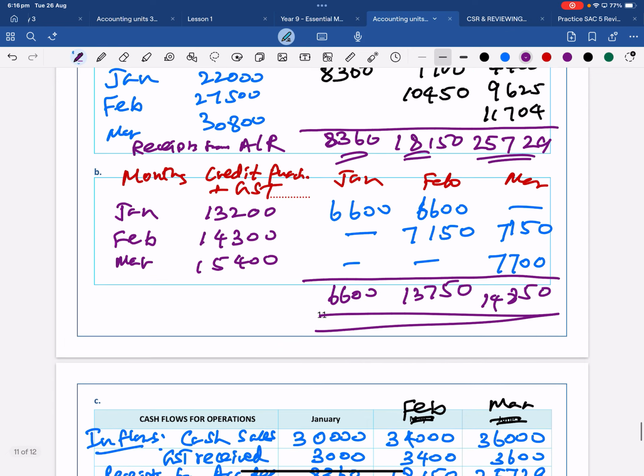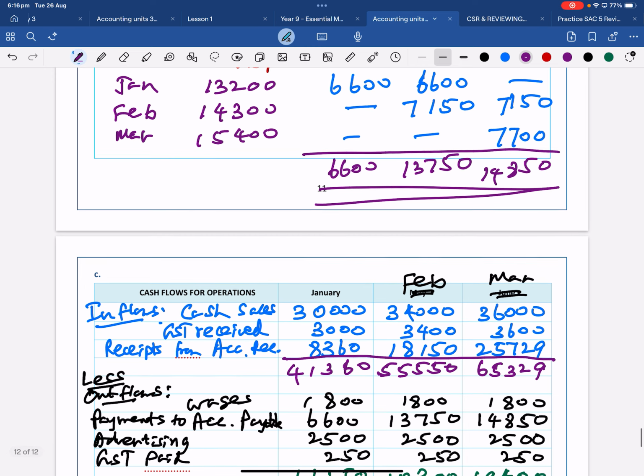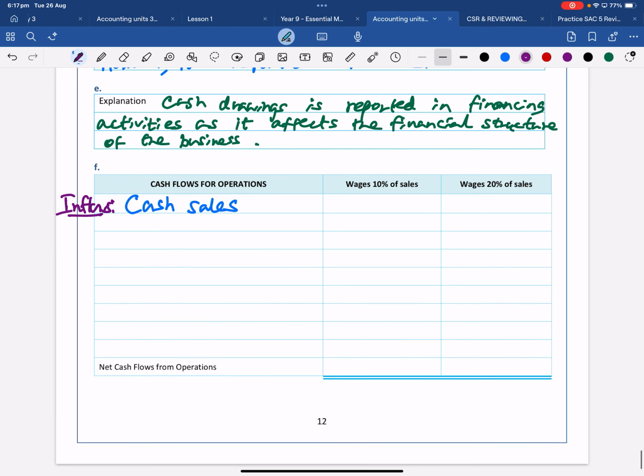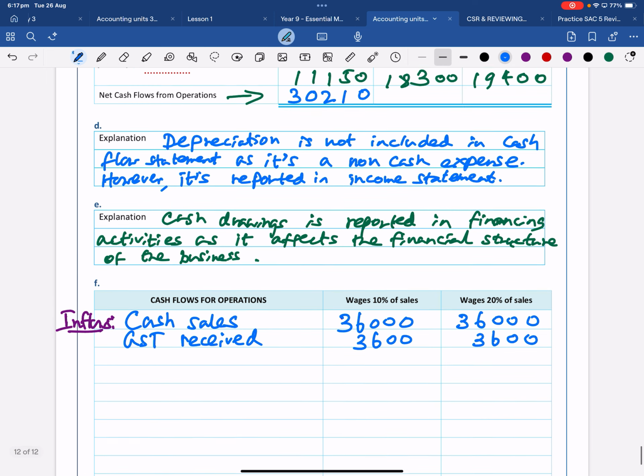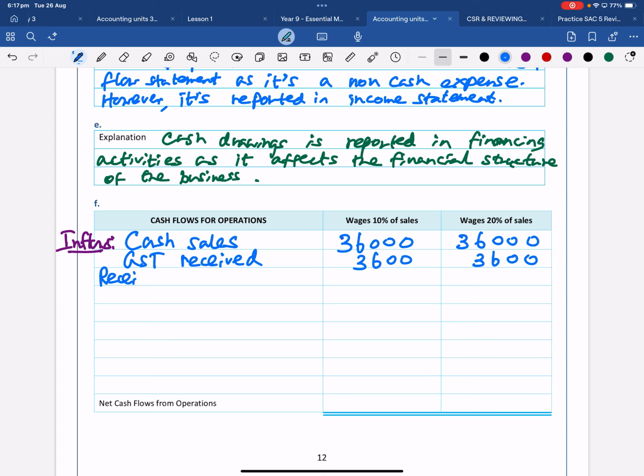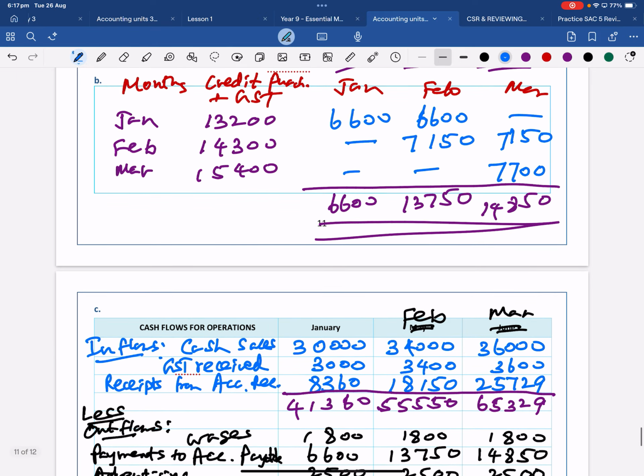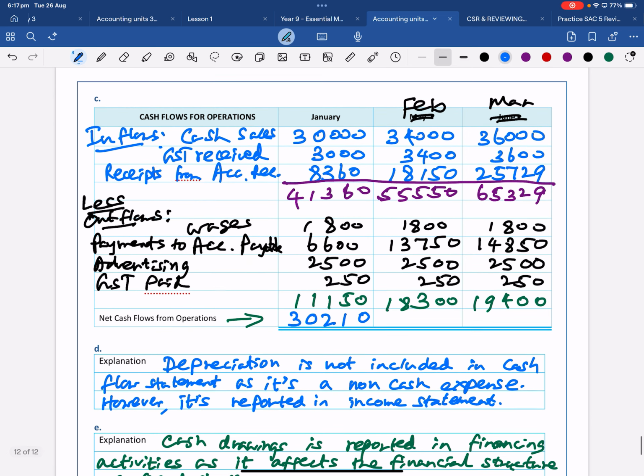Cash sales. Only for March, okay? We are doing it only for March. 36,000. Also 36,000 on the other side. GST received, 10% of that. Then next one is receipts from accounts receivable. Right, they are the same. 25,729.